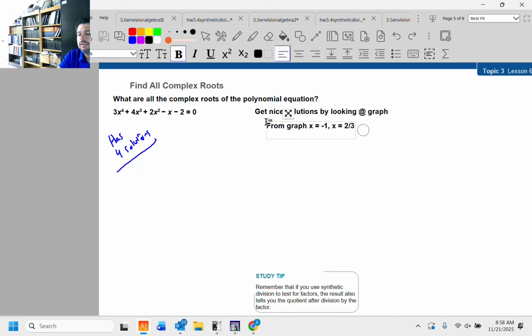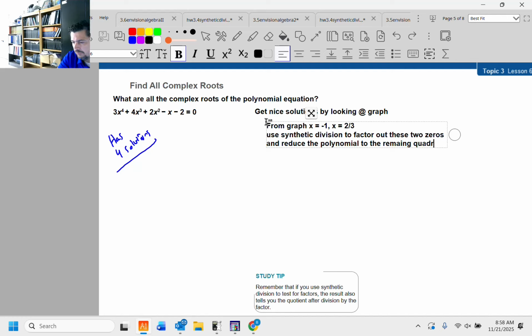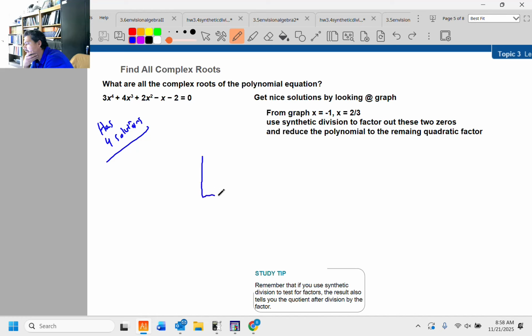Now what we're going to do is use synthetic division to factor out these 2 zeros and reduce the polynomial to the remaining quadratic factor. Because once we get down to a quadratic, it's easy peasy lemon squeezy. Well, it's supposed to be easy peasy lemon squeezy. That all depends upon the individual.